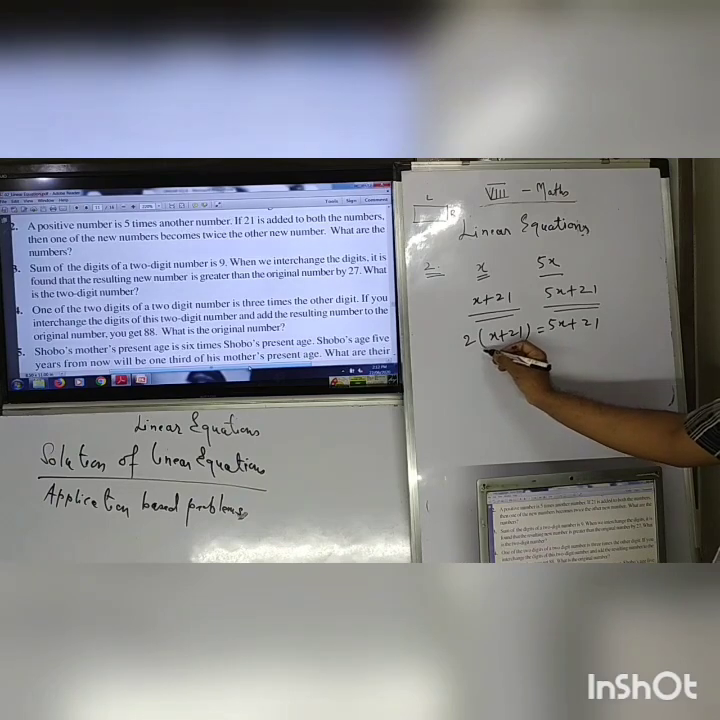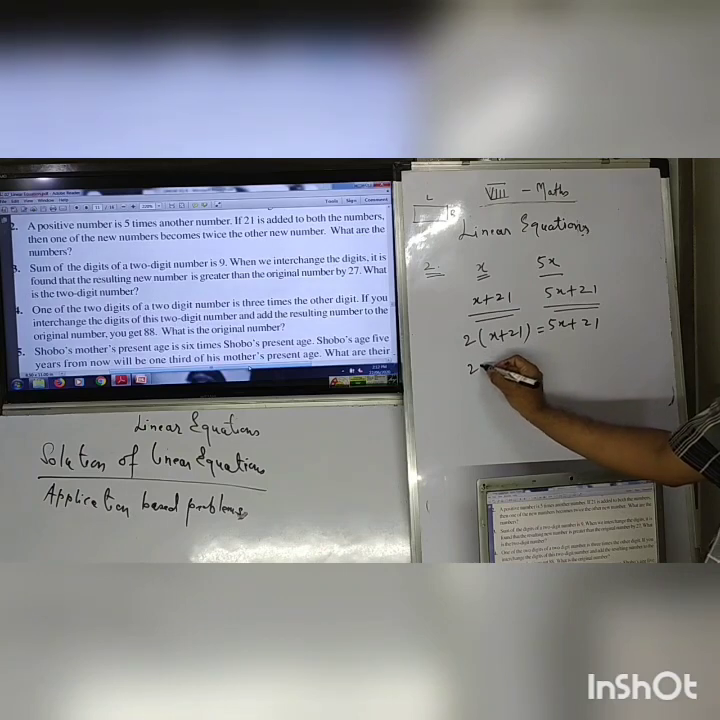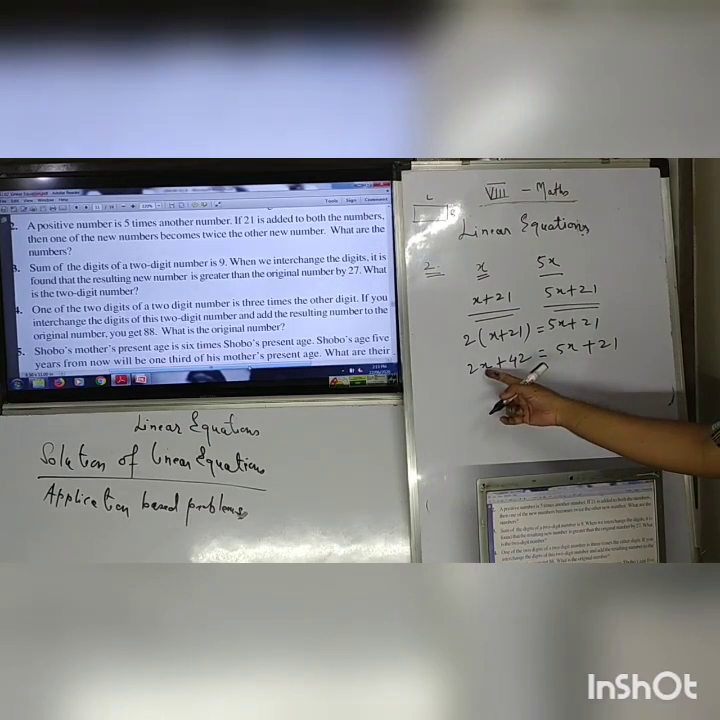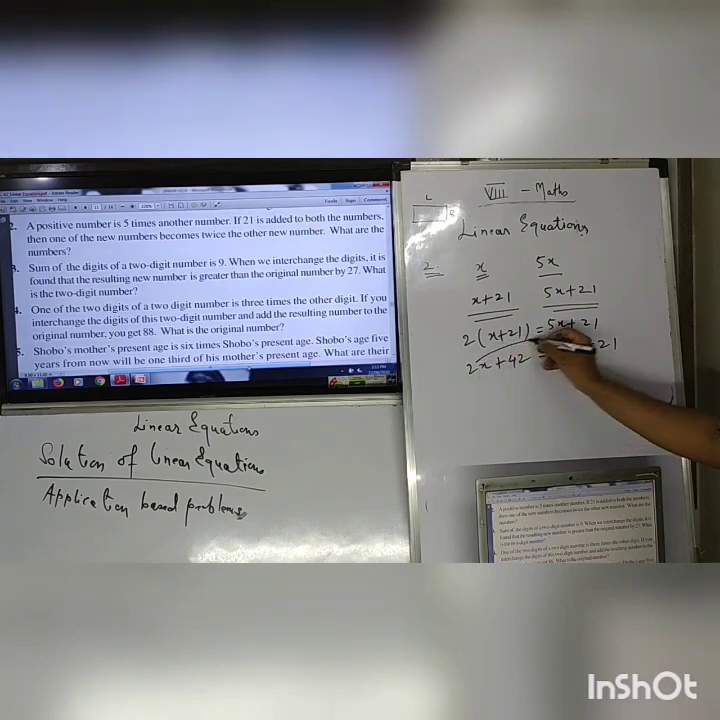Now what do we do? First of all, we have to solve this equation. First of all, open this bracket. When this bracket is opened, the 2 is multiplied to both: 2x plus 21 into 2, that is 42. So 2x plus 42 equals 5x plus 21. Now we have x on both sides of the equation. So instead of taking minus 5x here, because 2x minus 5x becomes negative, we transpose this 2x to this side and 21 to this side.